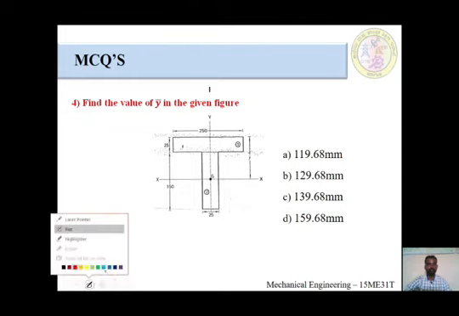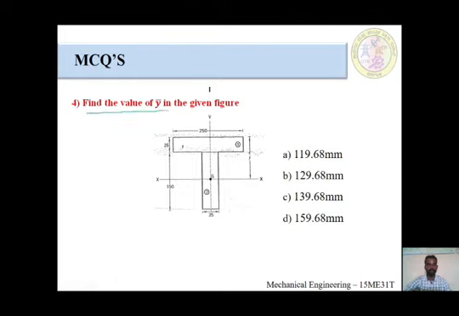Fourth question is find out the Y bar. Find out the Y bar in the given figure. They have given a T section of 250 millimeter, 25 millimeter, and this distance is 150 millimeter. They have asked Y bar only. For that reason, they have given four options. First option is 119.68. Second option is 129.68 millimeter. Third option is 139.68 millimeter. And fourth option is 159.68 millimeter. Answer carefully before choosing the MCQ.